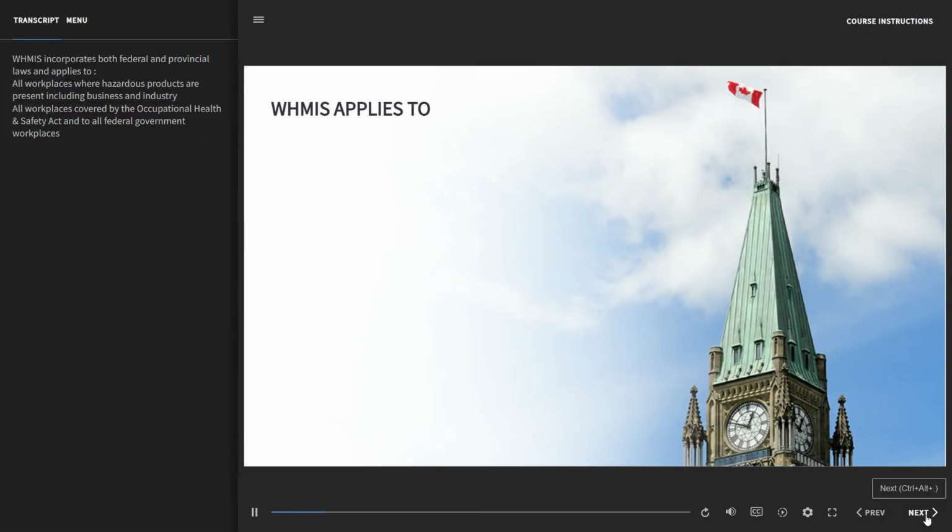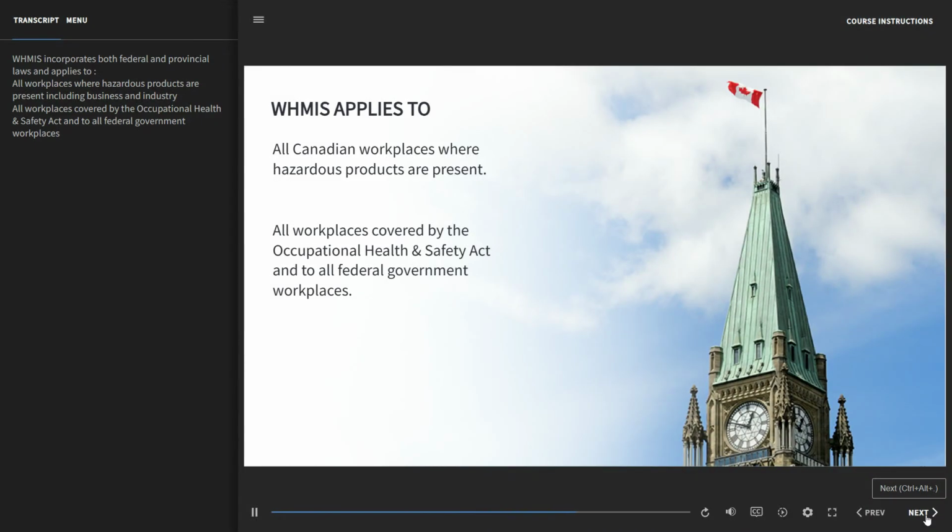WHMIS incorporates both federal and provincial laws and applies to all workplaces where hazardous products are present, including business and industry, all workplaces covered by the Occupational Health and Safety Act, and all federal government workplaces.